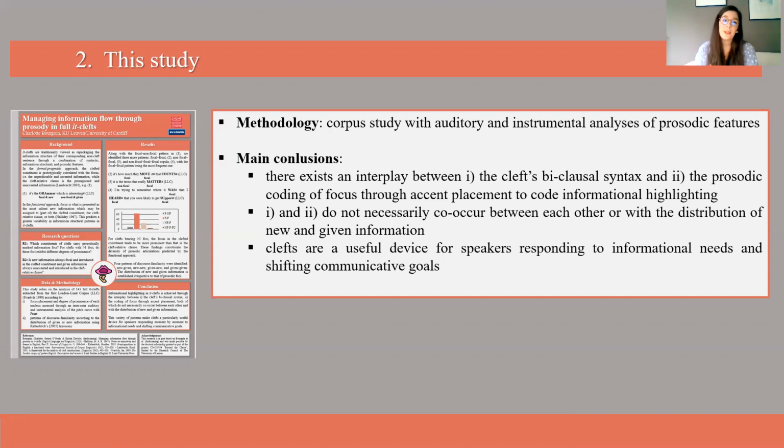However, what I also found is that the two strategies do not always necessarily co-occur with each other, but also with the distribution of new and given information. So new does not always equal focal, and given does not always equal non-focal. And as for a more general conclusion, what I found is that clefts appear to be a particularly suited device for speakers to respond to the different informational needs and shifting communicative goals as discourse progresses.